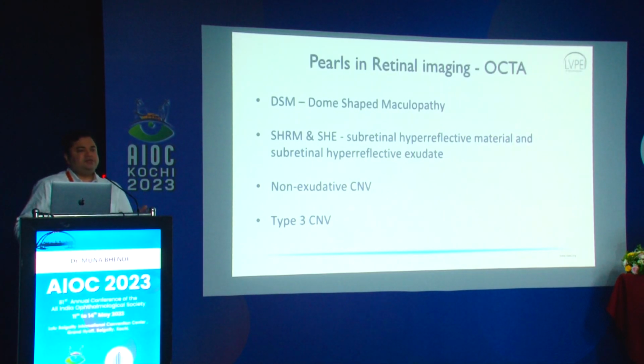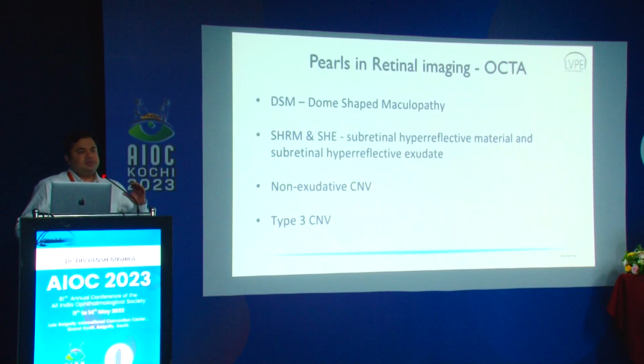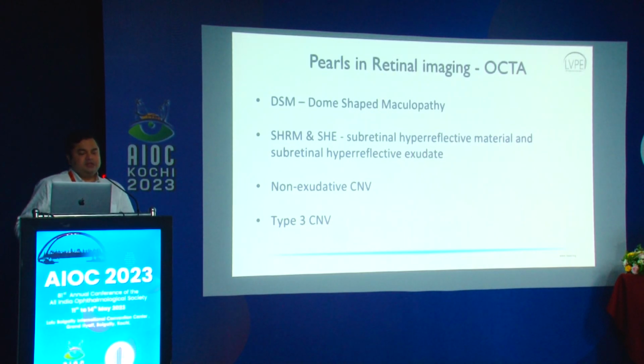DSM stands for dome shaped maculopathy. Then there is SHRM and SHE. SHRM is subretinal hyperreflective material and SHE is subretinal hyperreflective exudate. They both are not interchangeable. SHE is a subset of SHRM that we'll come across. Then non-exudative CNV and type 3 CNV. OCTA was given to me as a topic.